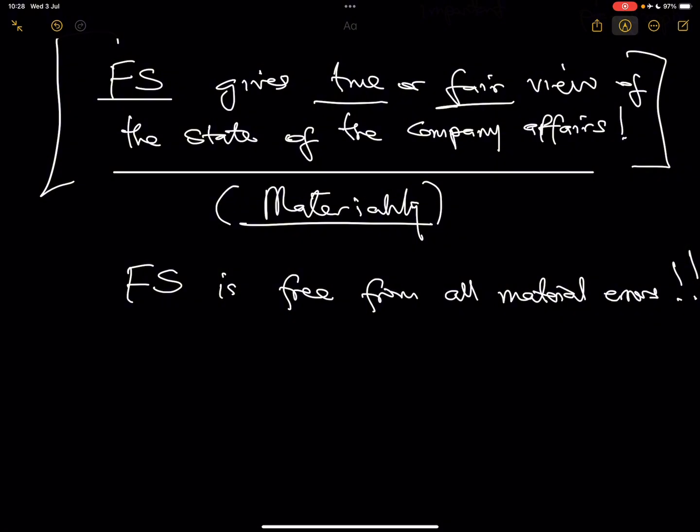Free from all material errors. So please take into consideration those concepts. The types of engagement, we say there is negative assurance, there is positive assurance. I focus on positive assurance, and that positive assurance has to be reasonable assurance, because we don't do 100% audit. We only focus on material items. So you give a reasonable assurance.